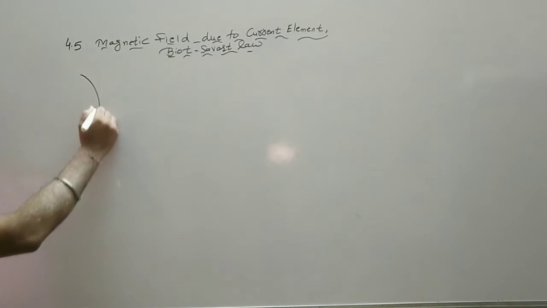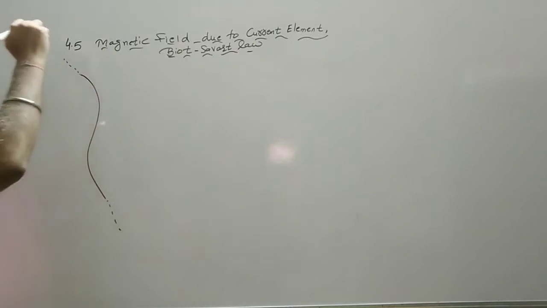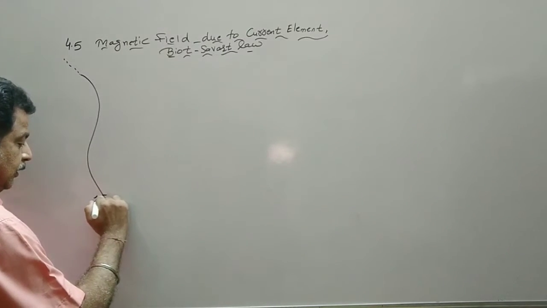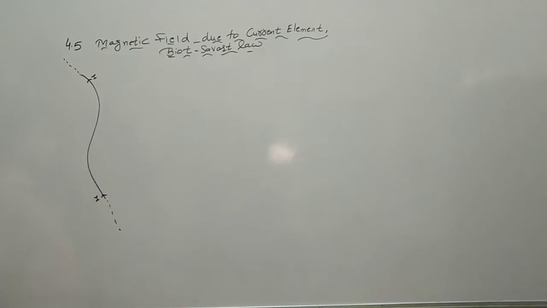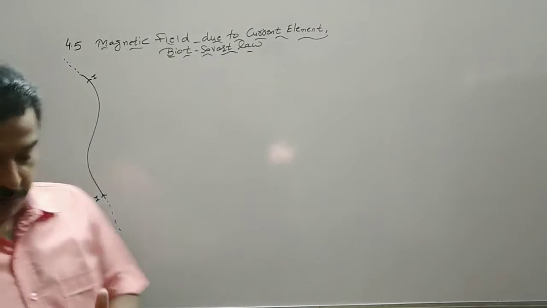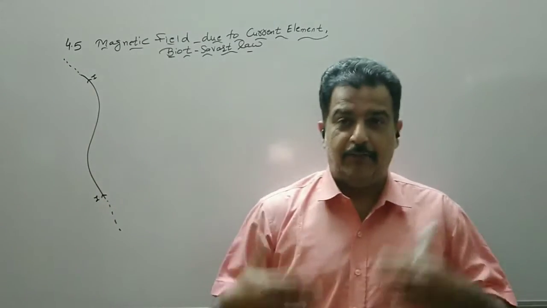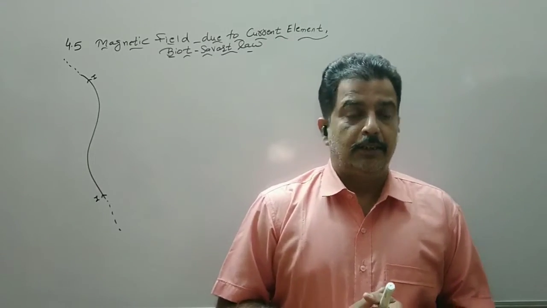So now let us consider a conductor. The conductor is assumed to be an infinite conductor and the current flowing through this conductor. So this is a conducting wire through which a current I is flowing, and we know that a current carrying conductor produces the magnetic field around it. And if it produces a magnetic field around it, what is its intensity?